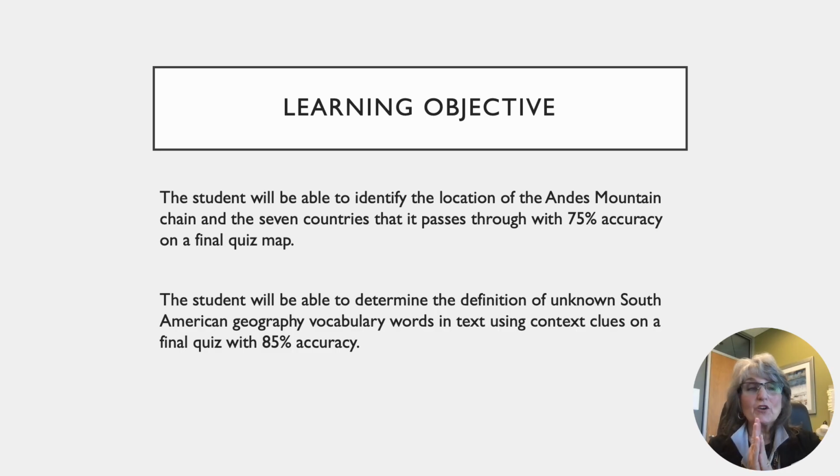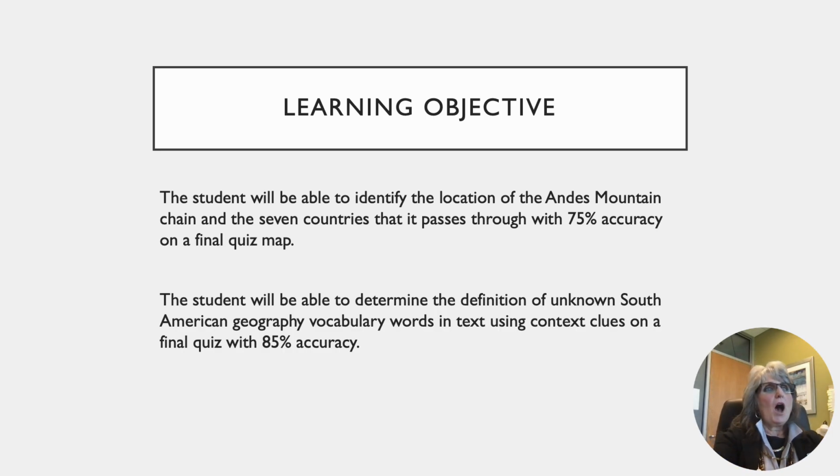So I have 2 learning objectives for an integrated plan. I have 2 standards, so I have to have 2 learning objectives. The first one says that the student will be able to identify the location of the Andes mountain chain and the 7 countries that it passes through with 75% accuracy on a final quiz map. The next one, the student will be able to determine the definition of unknown South American geography vocabulary words in context using context clues on a final quiz with 85% accuracy.